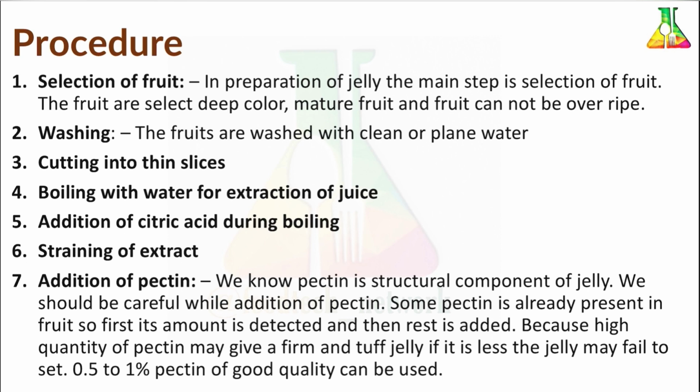We strain the extract using muslin cloth. Then addition of pectin. I have told you, the higher the quantity of pectin, the firmer and tougher the jelly will be. If it is less, the jelly may fail to set. So 0.5 to 1% of pectin is good, and some pectin is already present in the fruit, so we should do the alcohol test or pectin test, as you all know, to detect the amount of pectin required to add.